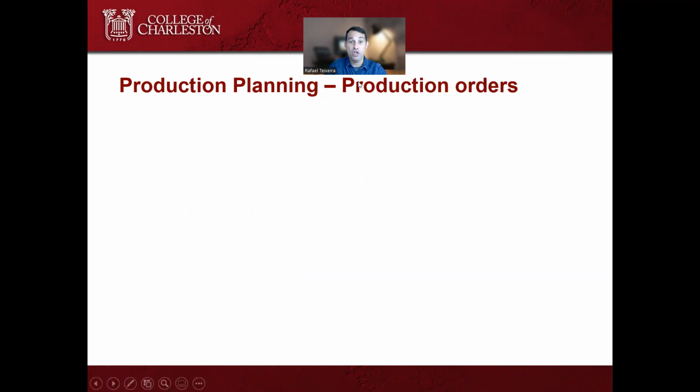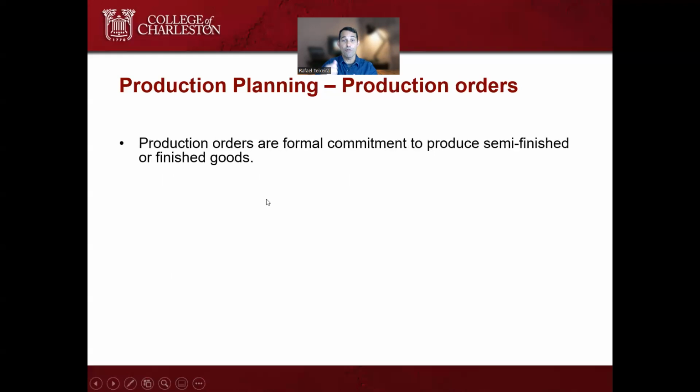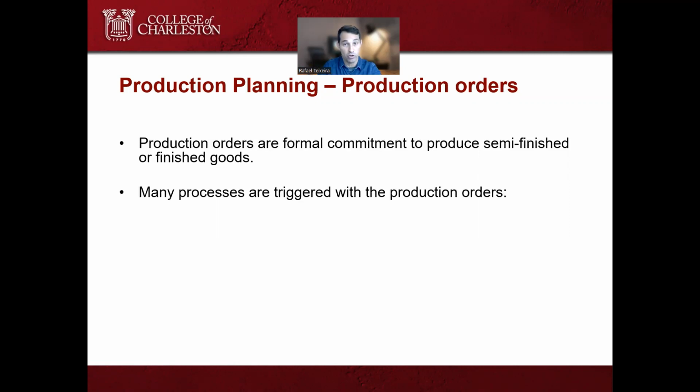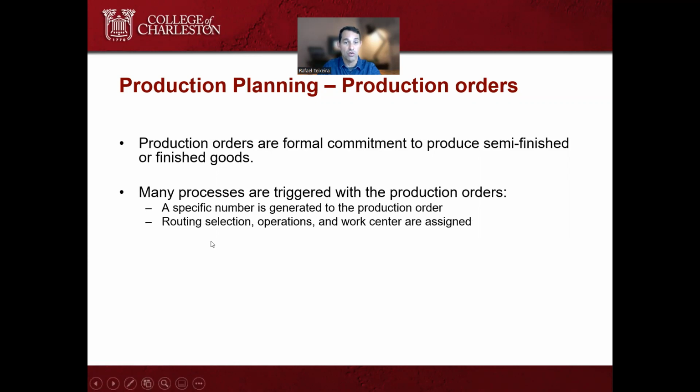And then come the production orders. The production orders are a formal commitment to produce semi-finished or finished goods. So it's a commitment to produce 1,000 shoes if we are talking about shoes. Many processes are triggered with the production order. After a production order is released, a specific number is generated for that production order, like a receipt has a number, so we can track what is being produced in that production order.